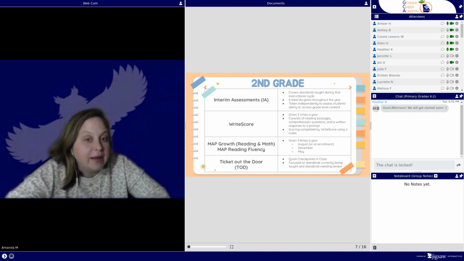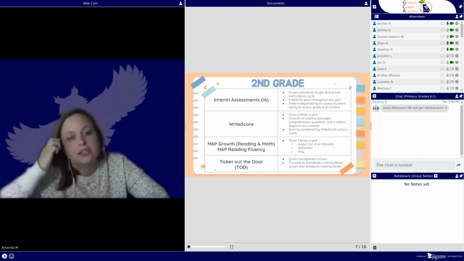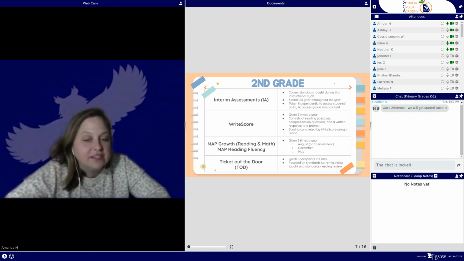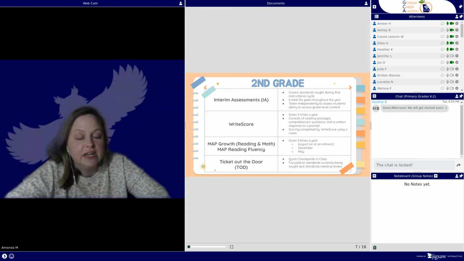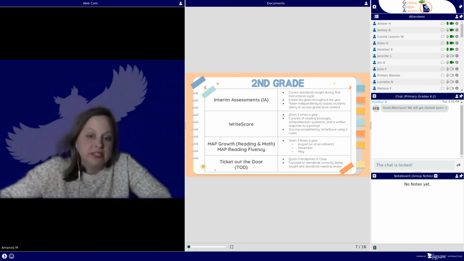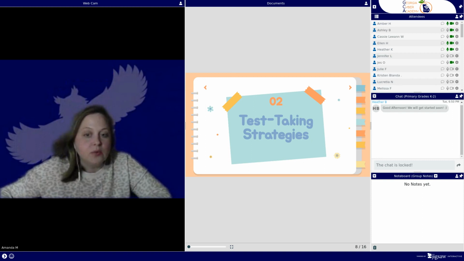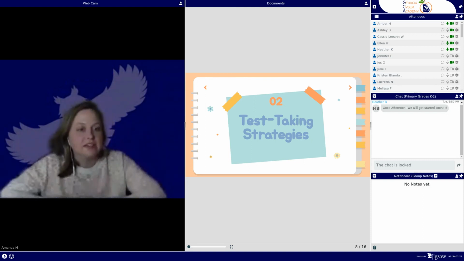They also do the MAP growth for reading and math and fluency. Again, that's 3 times a year, August, December, and May. And then they have the ticket out the door as well, collaborative with the teachers and our administrators making those, and those are quick checkpoints that are covering what they're studying, standards currently being covered in class, and then standards needed for remediation and reteaching and reassessing. So those are the assessments that we have.